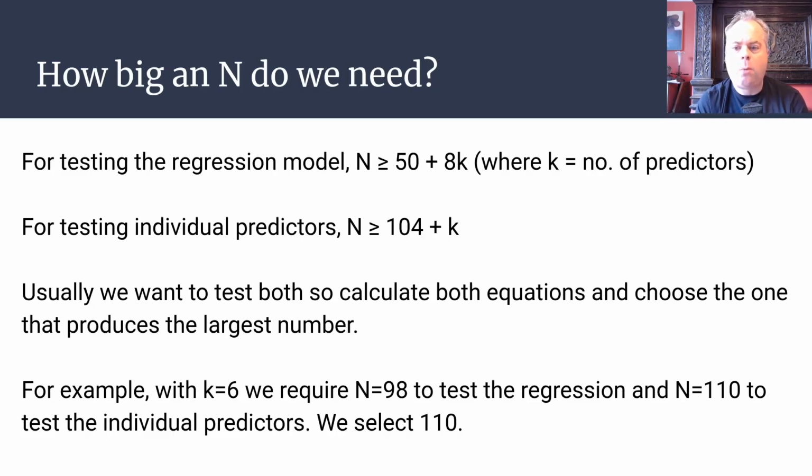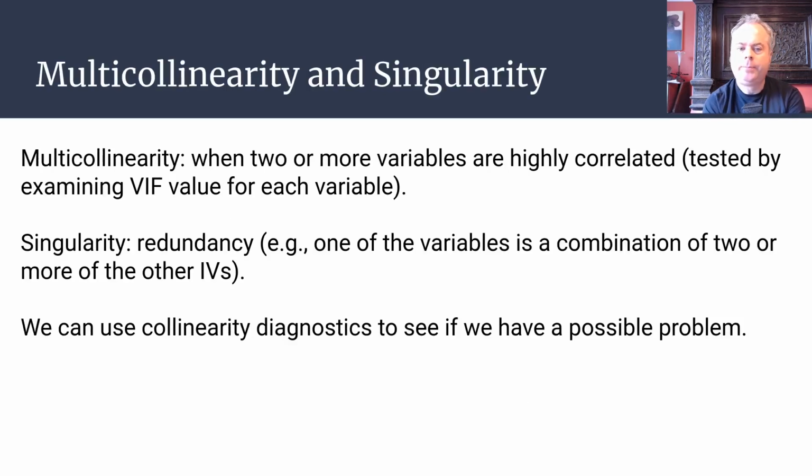So for example, where we've got 6 predictors in a model, we would actually require 98 participants to test the regression equation itself, and 110 participants to test each of the individual predictors, because 104 plus 6 is 110. So we'd go with the higher n, which is 110. So for the model that we're wanting to test with 6 predictors, where we also want to test the individual predictors themselves, we'd need a sample size of at least 110, okay?